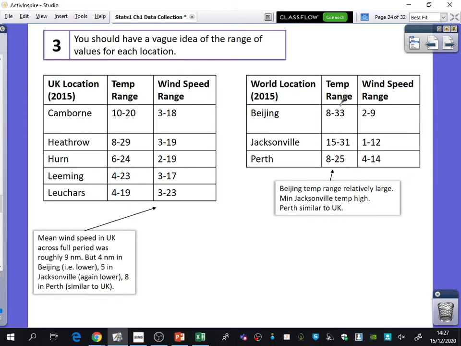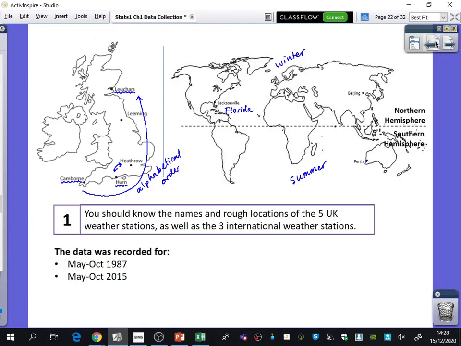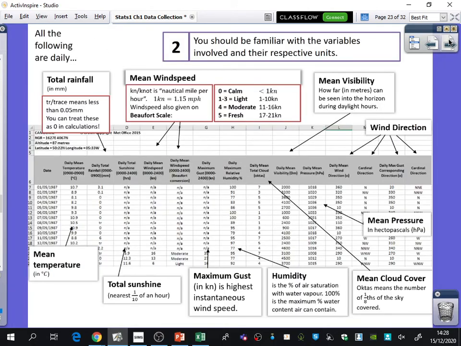It's pretty hot in Beijing, and it also goes quite cold as well. The minimum Jacksonville temperature is high. That's kind of what we expected. We said that Florida was a hot kind of place, and Perth also goes down quite low. That's because Perth is further away from the equator, and Beijing is further away from the equator. Jacksonville, if you look back at the map, is actually quite a lot closer. It's quite close to the equator, so it gets that kind of tropical weather.